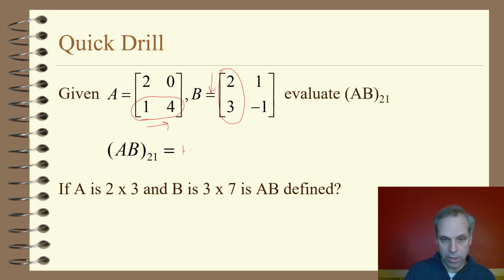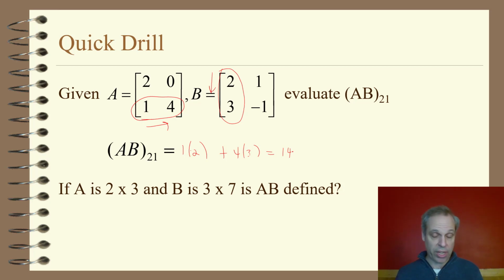So that would be 1 times 2 plus 4 times 3. That entry winds up being 14. So the entry in the product in the second row, first column is 14. You also know what the resulting product has to be, because the first matrix A is a 2 by 2, the second matrix B is a 2 by 2, so the product is a 2 by 2. So there's 3 more entries for me to worry about.